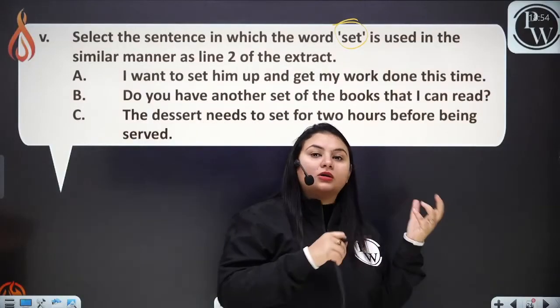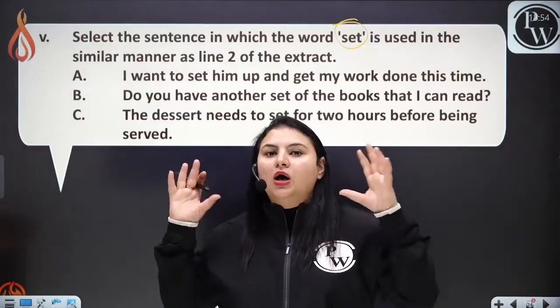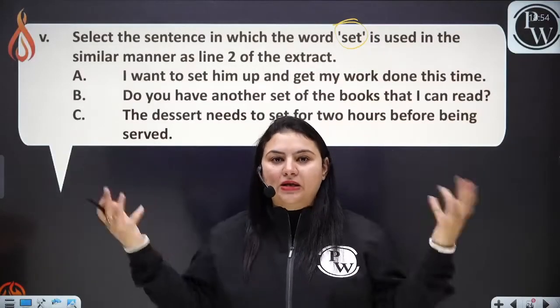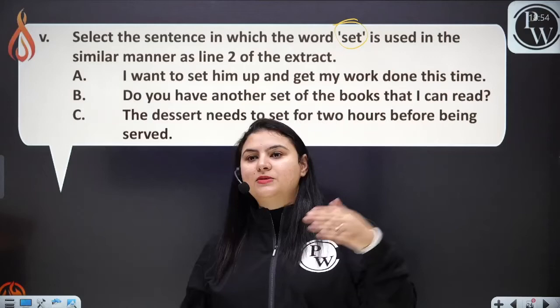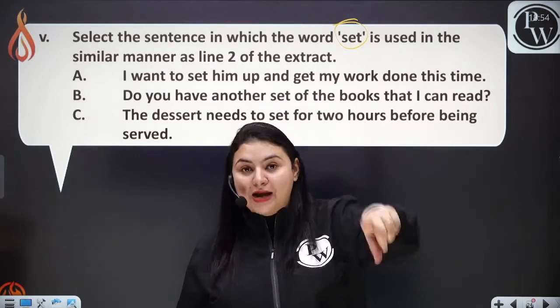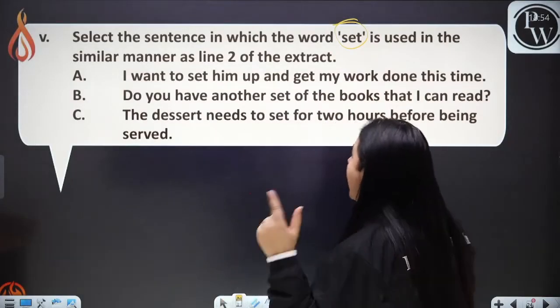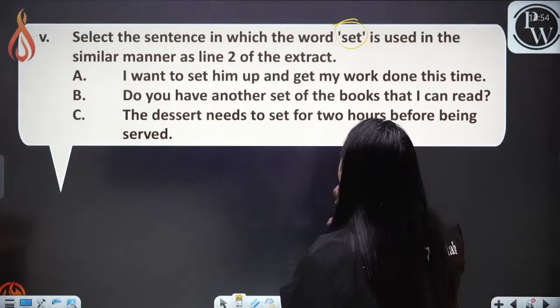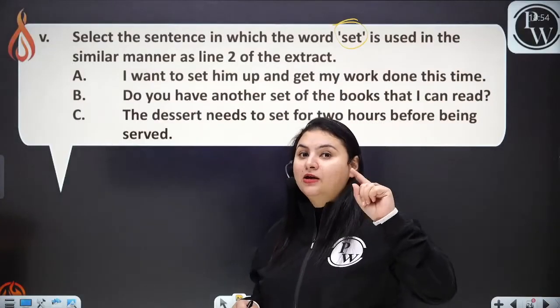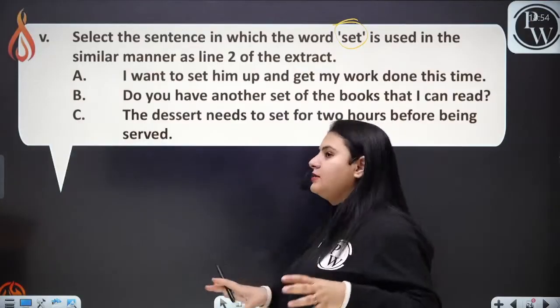This kind of question is coming wherein you need to understand the meaning of the word. A word can have different meanings. Different sentences are being given to you and they all have different meanings, but you have to choose that meaning which is in the poem. For example, I want to set him up and get my work done this time. Which meaning of set is there in the poem?